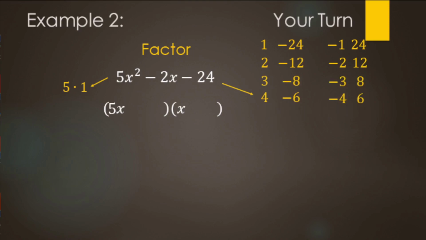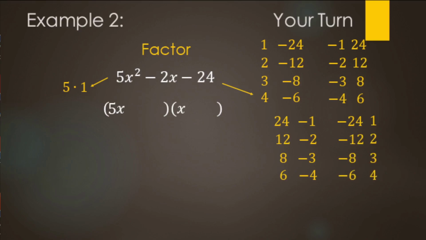And then with these, because we have coefficients in our answer that are different, we need to at least switch the order of the numbers. So instead of negative 1, 24, 24, negative 1. Instead of negative 2, 12, 12, negative 2, right? So on and so forth. And then we can also do the same thing with this column here. Okay, so negative 24 and 1, negative 12 and 2, negative 8 and 3, negative 6 and 4. So there's all the possibilities. Now, this is a bunch, not lying to you.